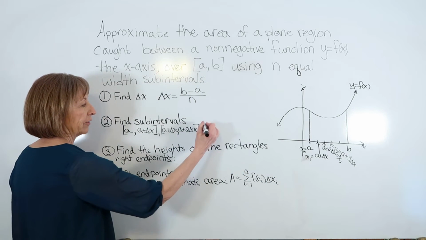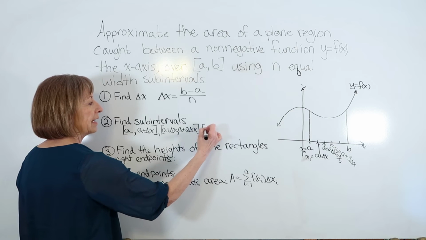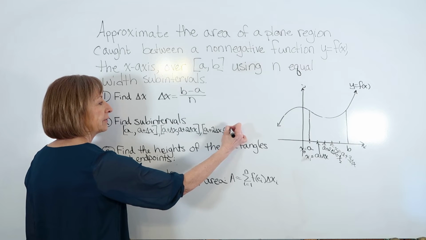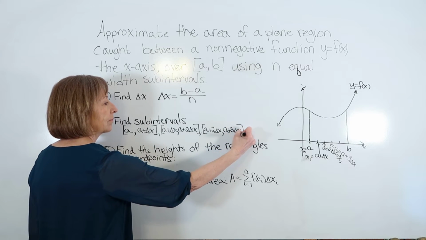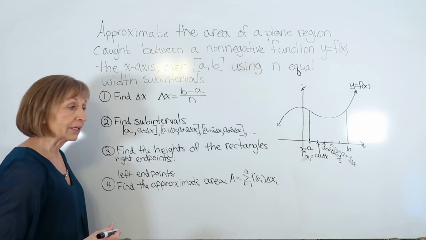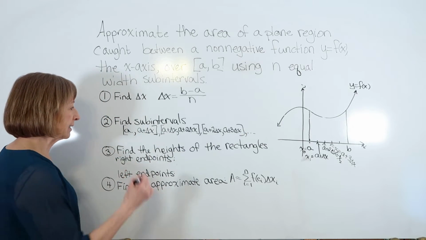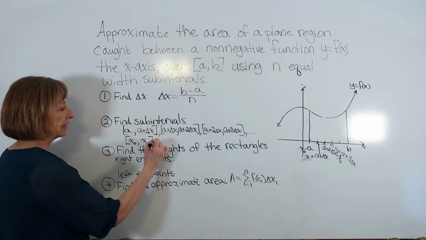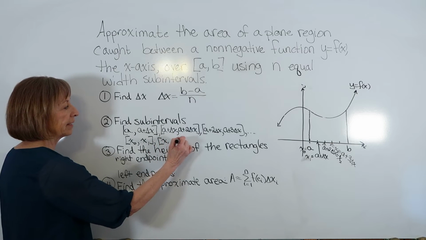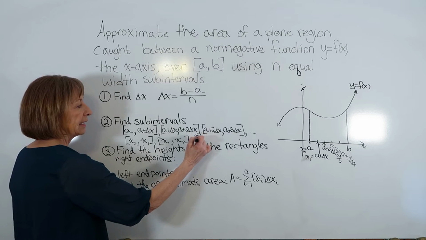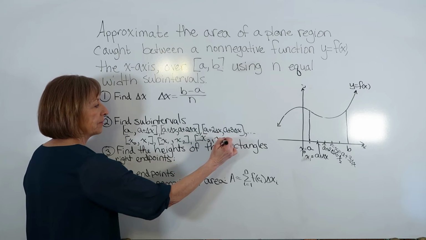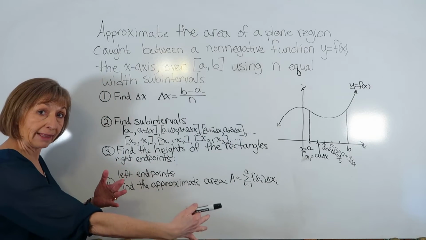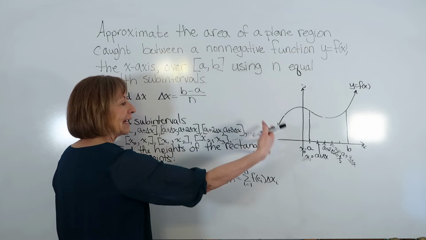And you continue on that pattern. So the next one will pick up with A plus 2 delta x and finish at A plus 3 delta x. And then you just continue that pattern. So if I look at this as my subscripted x's, my first interval is x sub 0 comma x sub 1, and then x sub 1 comma x sub 2, and then x sub 2 comma x sub 3, and then you keep going until you hit that last interval.